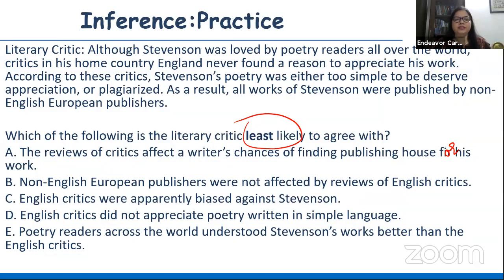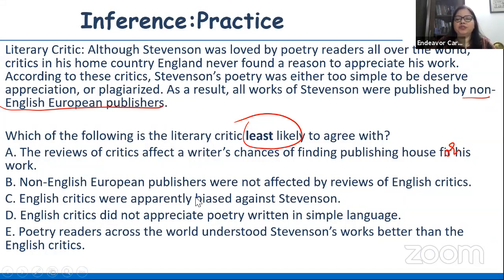Why will he agree with this? Because he said that Stevenson's works were published by non-English European publishers. And why was that? Because his works were criticized in his own country. Therefore, his works were published by non-English European publishers. So the reviews of critics affect a writer's chances of finding a publishing house for his work? Yes. In his own country, right? Yes.